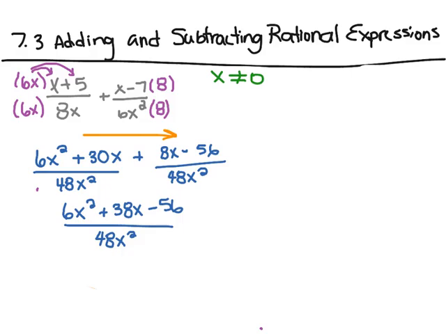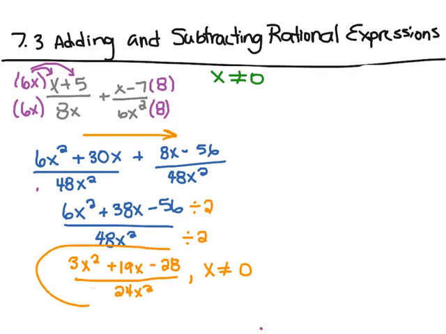Now we're going to check to see if we can simplify. Everything can be divisible by 2, so we're going to divide the top and the bottom by 2. So we're left with 3x squared plus 19x minus 28 over 24x squared when x does not equal 0.